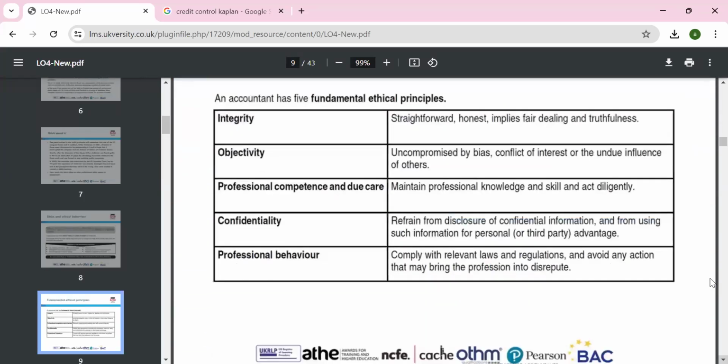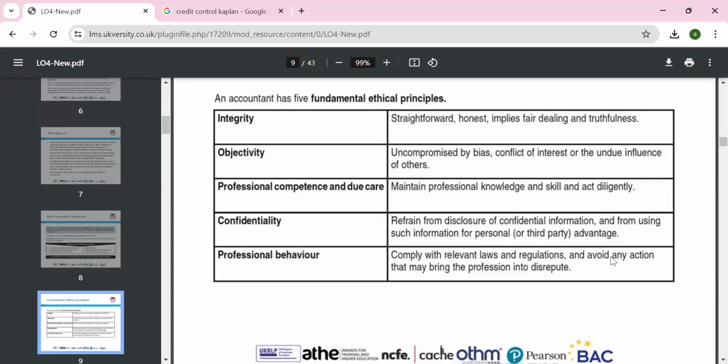Okay, so these are the five professional codes of ethics. To remember them easily, as we discussed previously as well: Popular People Chat In Office. PPCIO, popular famous people chat in office. So the first P is professional behavior.